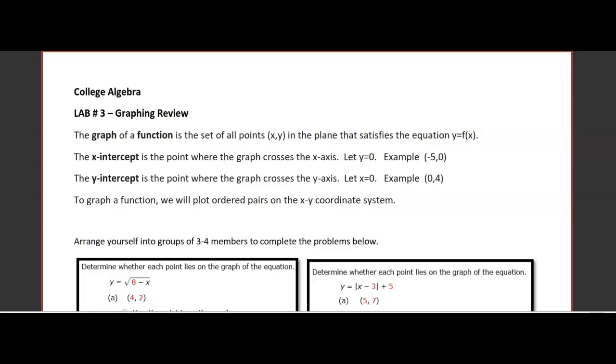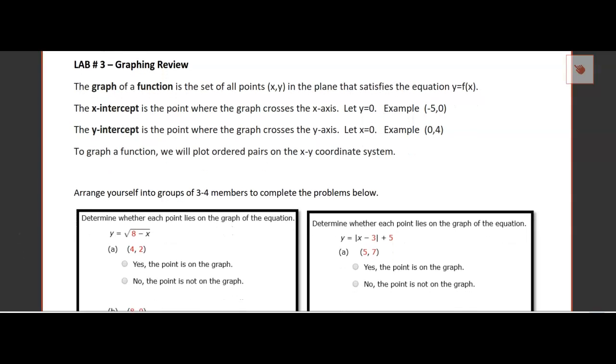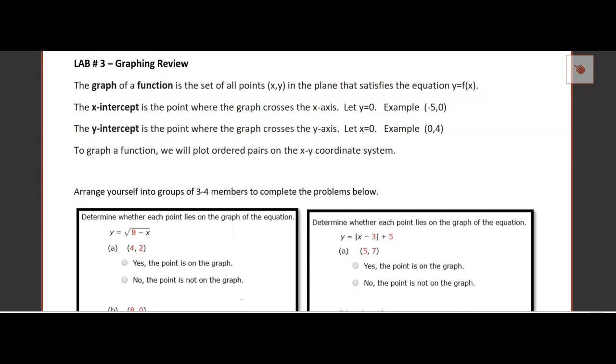First, when we graph a function, basically it's just the set of all ordered pairs, x comma y, that satisfy the equation. You've graphed lines before, maybe something like y equal 3x plus 2. And what we did is we just made a table of values and we found those ordered pairs in order to graph that equation, that line.